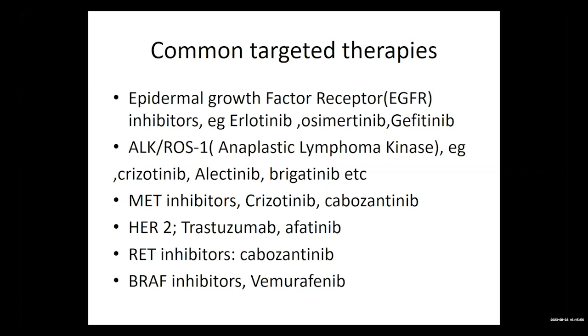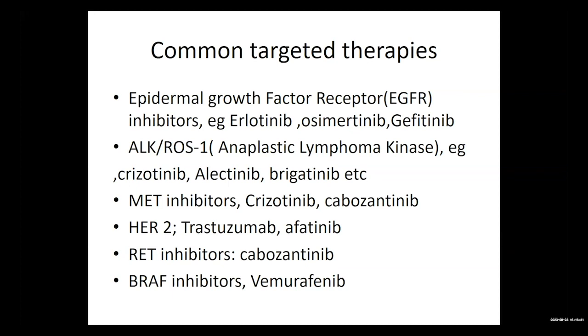There are some very rare mutations or biomarkers for these particular inhibitors, like MET inhibitor. Crizotinib, again, is one of those drugs that we use for the anaplastic lymphoma kinase mutation, but it can also be employed when we have MET mutations expressed in tumors.